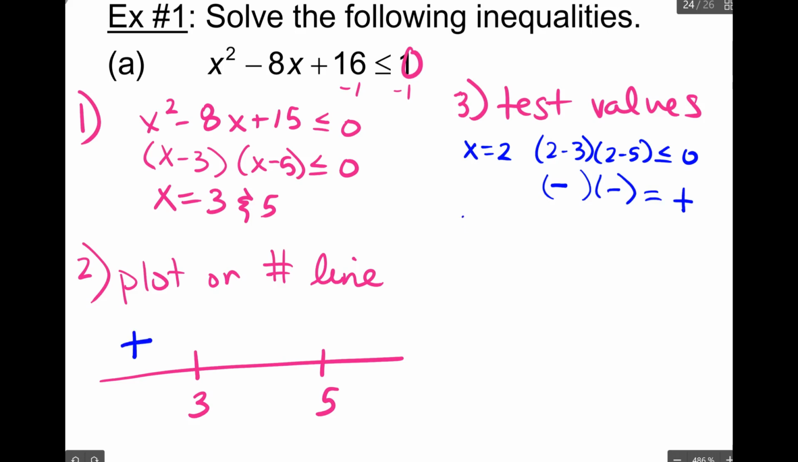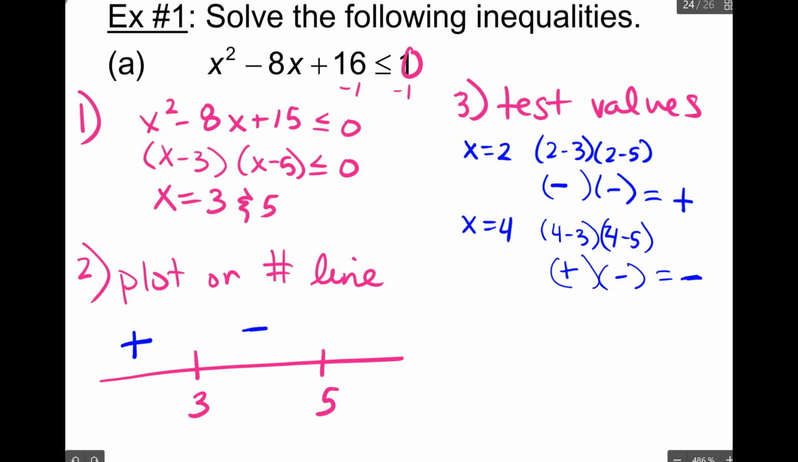Okay, let's try a number between them. So x equals 4. So I have 4 minus 3 times 4 minus 5. Alright. Actually, I don't really care if it's less than 0. I'm just trying to see what the sign would be. Okay, so 4 minus 3 is positive, times 4 minus 5 is negative. So this would mean positive times negative is negative.